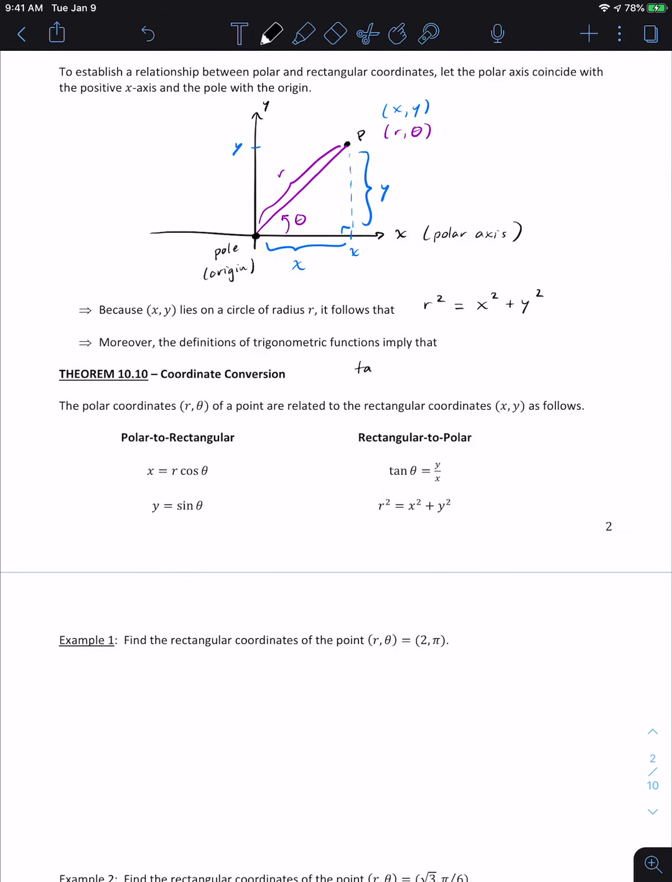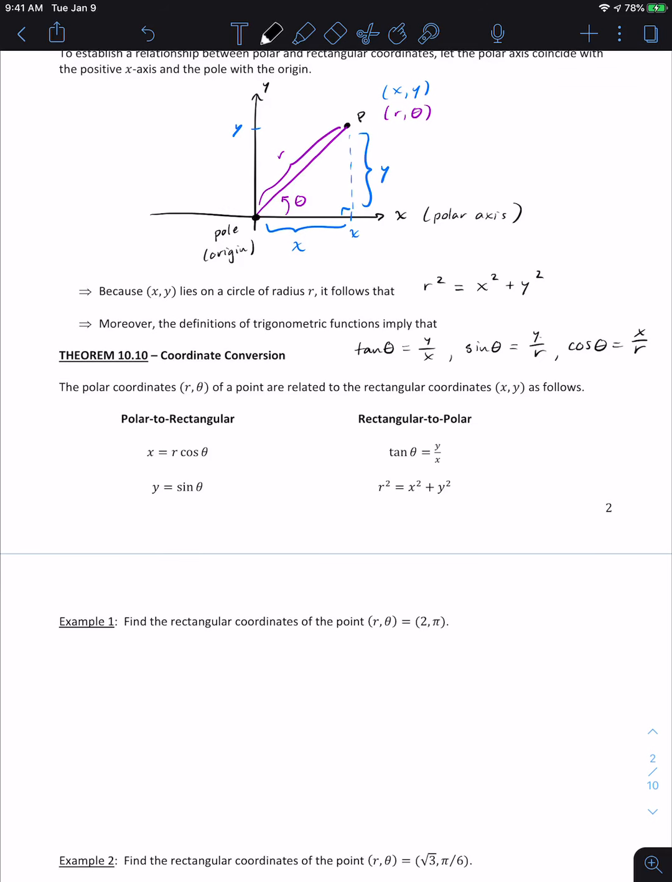Also, through right triangle trig, we notice that we have 3 things. We have that tangent of theta is equal to y over x, right? So if I know y and x, I can find theta. I know that sine of theta is equal to y over r, and cosine of theta is equal to x over r, right? And I know that again from all this right triangle trig because we're plotting this point simultaneously on the polar and the rectangular coordinate system. So that's basically what this theorem is telling us.